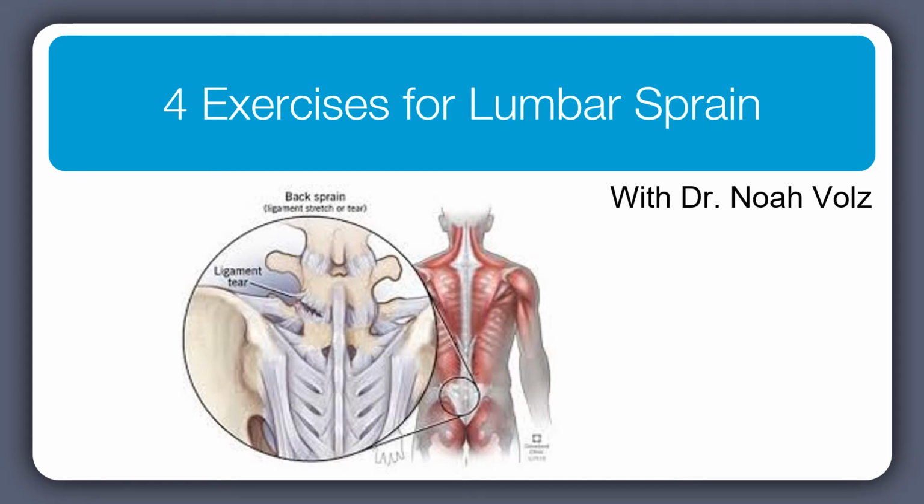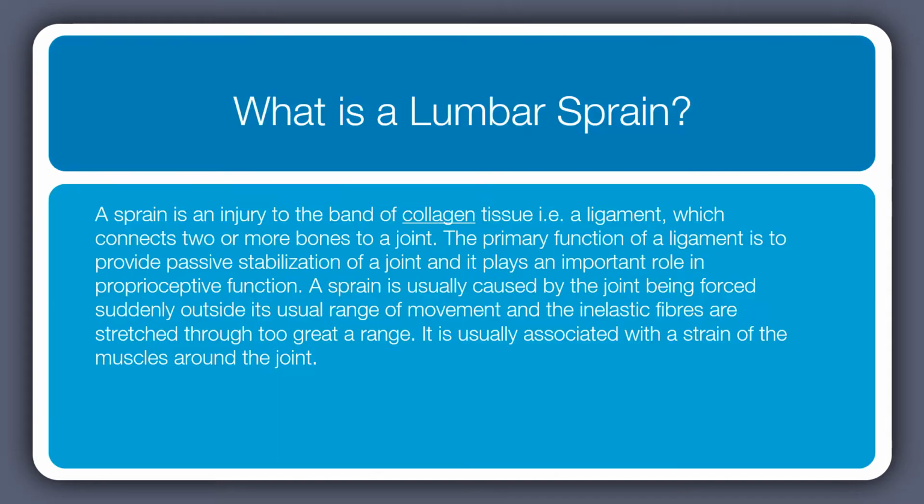4 exercises for lumbar sprain with Dr. Noah Volz. A lumbar sprain is an injury to the ligaments that surround the low back bones. A strain would be damage to the tendon. The tendon connects the muscle to the bone. And so sprains are considered to be more serious or more difficult to treat than strains.